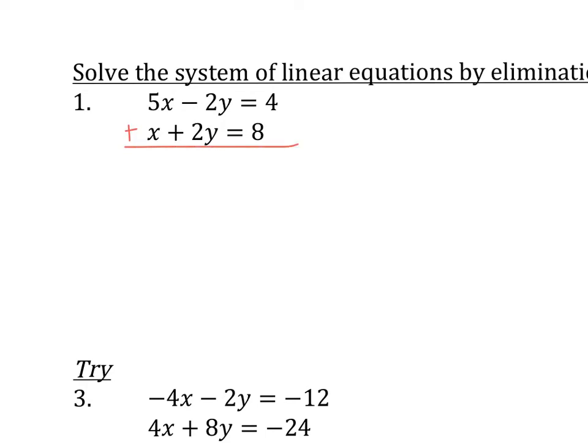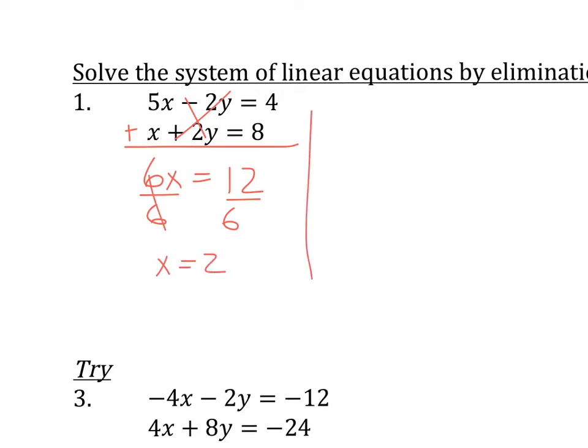And you're going to add like terms together. So 5x and x makes 6x. Negative 2y and 2y eliminate. That's what I wanted. I bring down my equal sign. 4 and 8 makes 12. So now I have an equation with just a single variable. Okay, so now I'm going to divide by 6, and x equals 2.